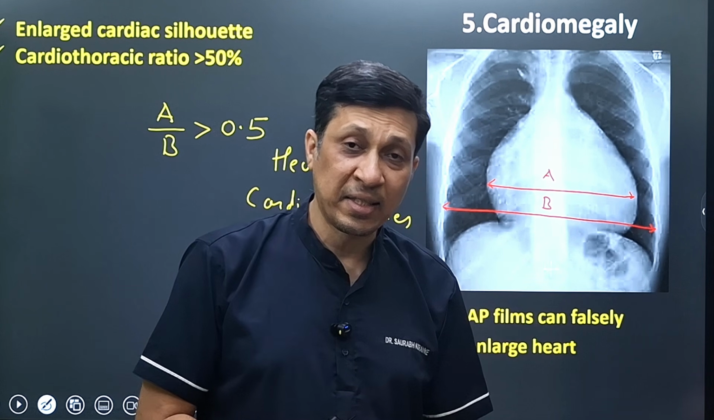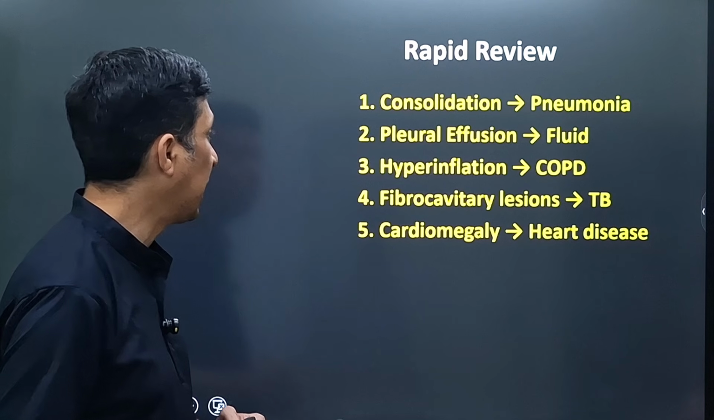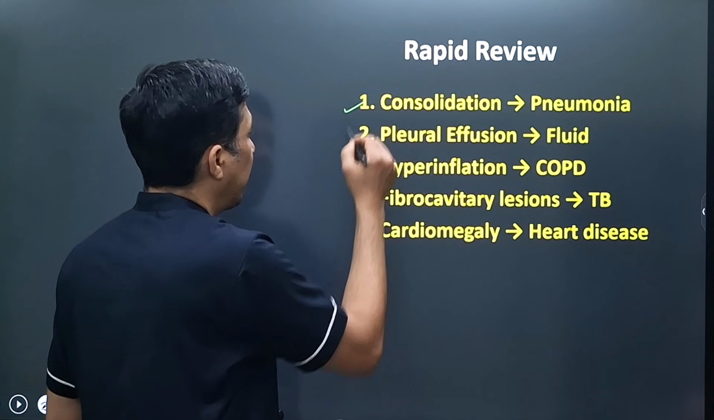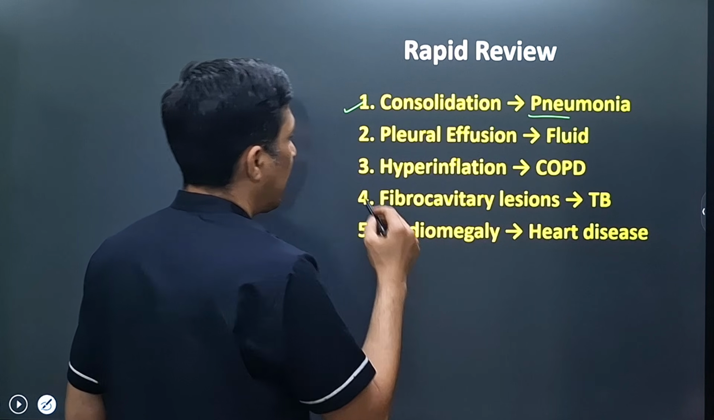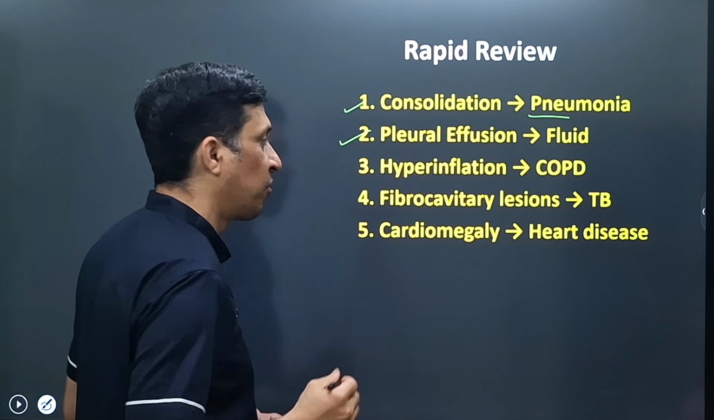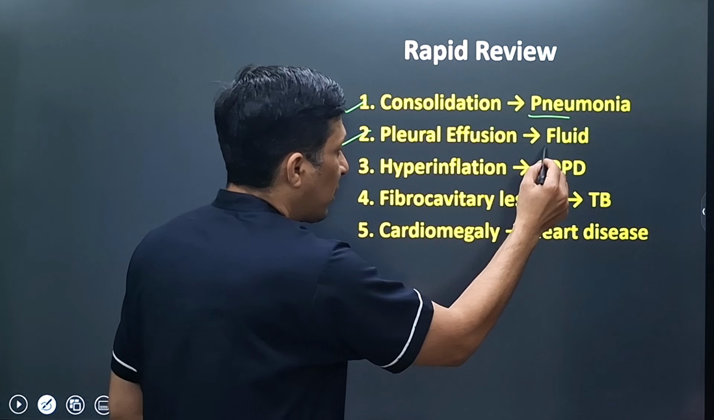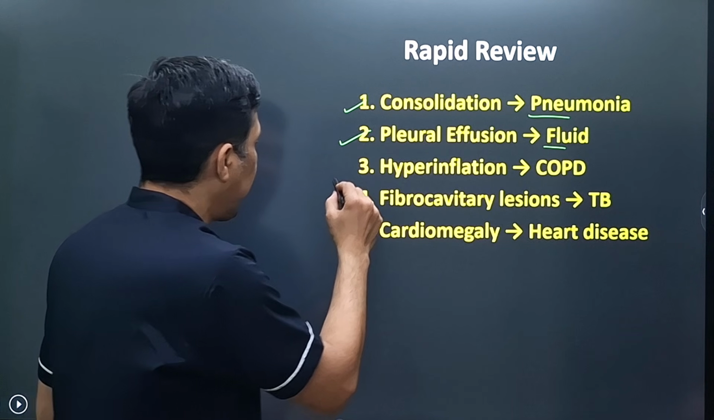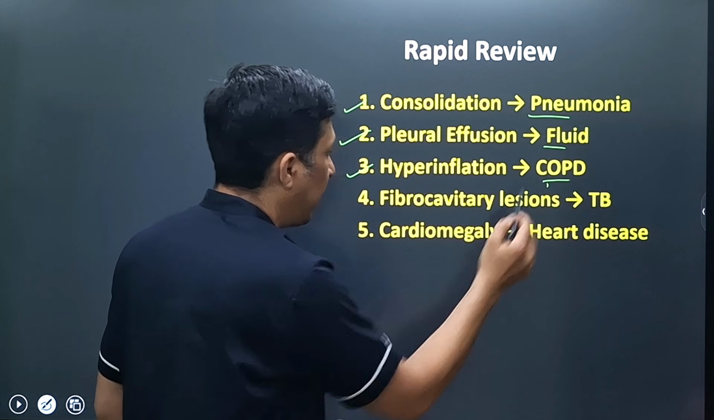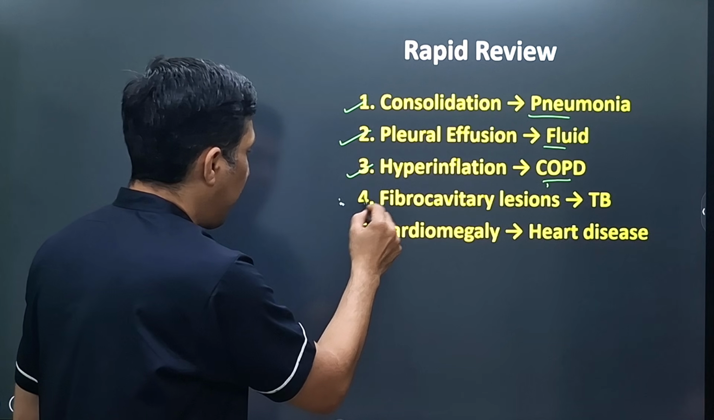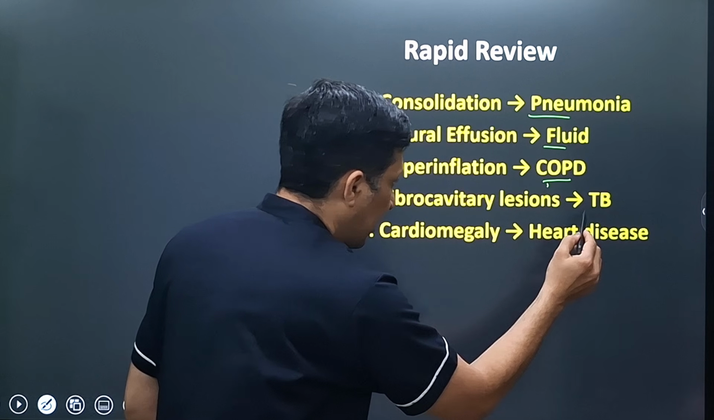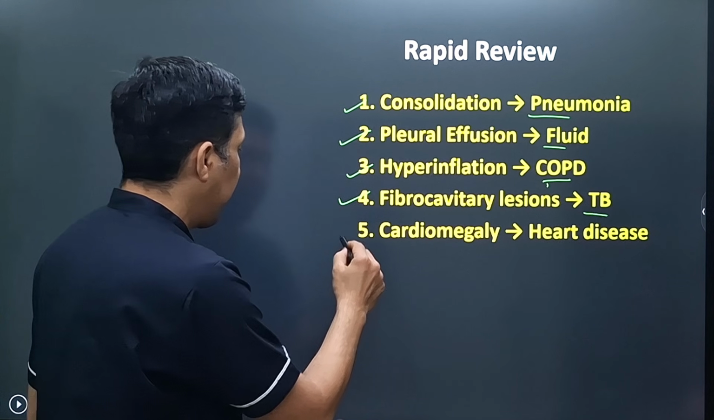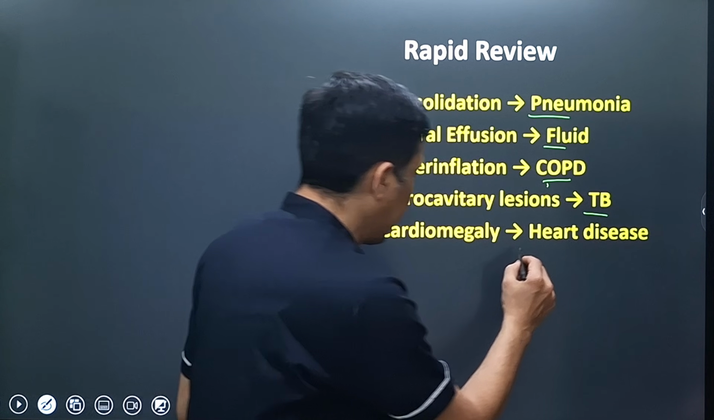So let's revise the 5 X-ray chests that we have seen today. First was of consolidation seen in pneumonia. Second was of pleural effusion, where there is a collection of fluid in the pleural spaces. Third was of hyperinflation seen in COPD. Fourth was of fibrocavitatory lesion seen in tuberculosis. And the fifth was of cardiomegaly seen in heart diseases.